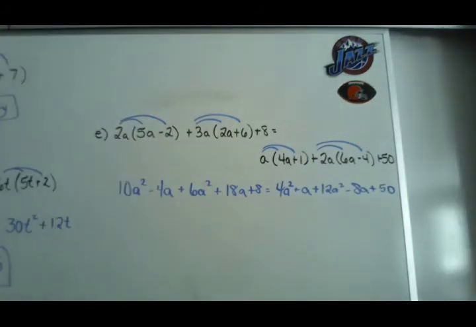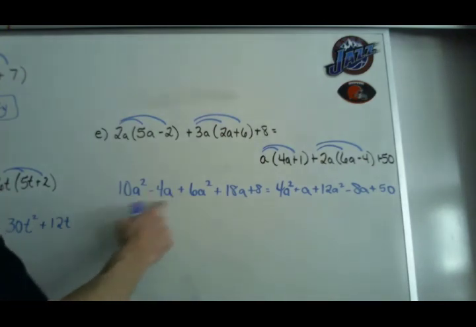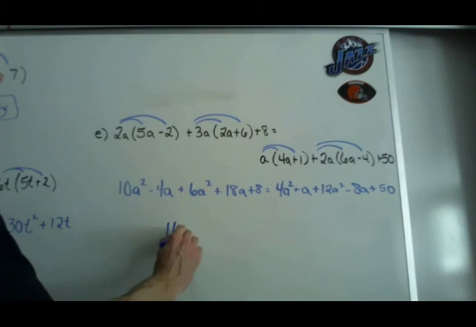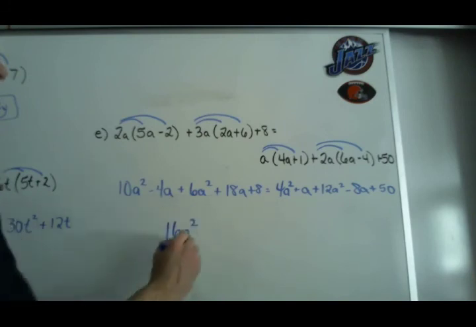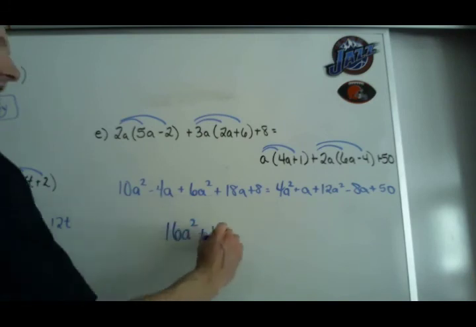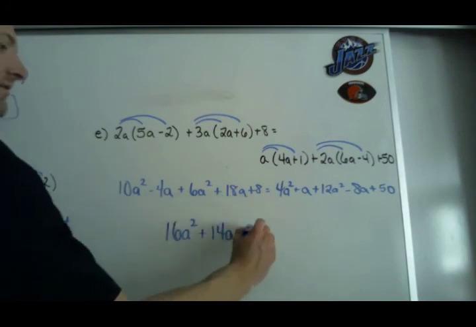Okay, now, again, look for like terms. Well, here I've got 10a squared and 6a squared. They're on the same side of the equal sign, so I combine them. It gives me a 16a squared. Over here I've got a negative 4a, a positive 18a. That gives me a 14a. And then a plus 8 right there.